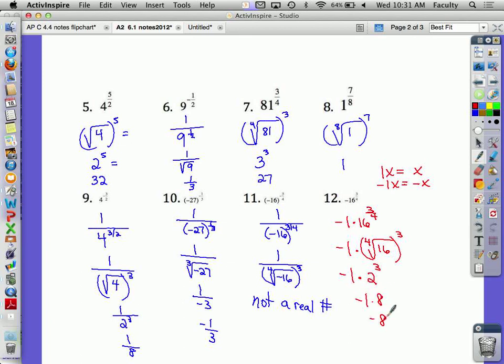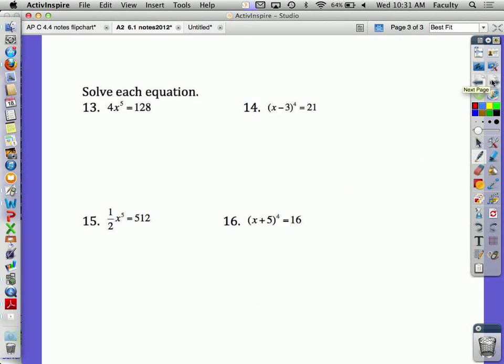Remember, please excuse my dear Aunt Sally, we do need to follow the order of operations, okay? All right, any questions on those? All right. It says solve each equation.